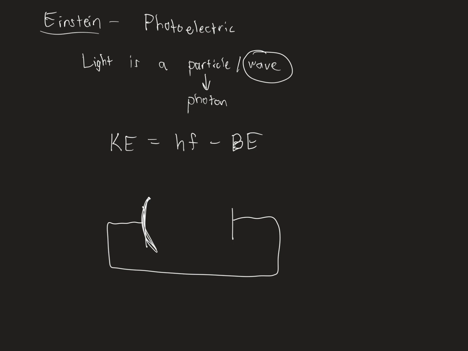It's pretty useful. And in this experiment, Einstein shone a whole bunch of red light, a whole ton of red light. That's in the manuscript he wrote. Whole bunch of red light, and nothing happened. And then he shined just one little tiny piece of blue light and immediately had stuff flying. That experiment, that's the photoelectric effect, that led to this equation.